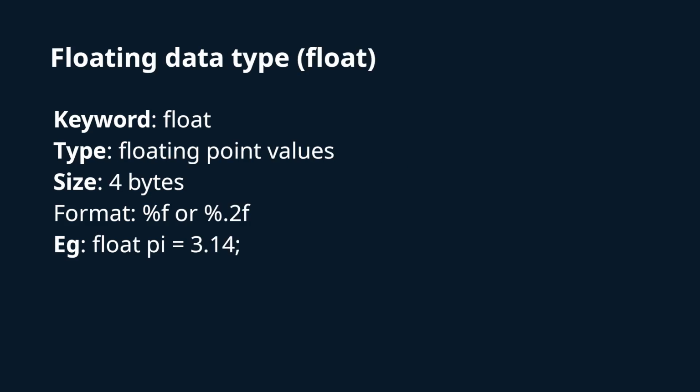The next one is float. It is used to store floating point numbers, what we call decimal point numbers. For example, the value of pi, 3.14. It can hold a maximum of 4 bytes of value. Format specifier for float is %f.